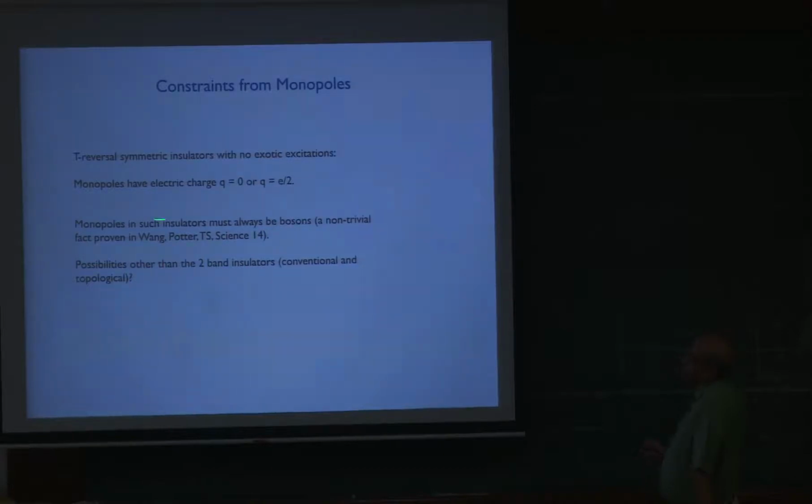So let's assume this statement, right? Then we know 2 things about the monopole: that it must have one of these 2 charges, and it must be a boson, right? So the question is, what other possibilities exist other than the 2 conventional band insulators, right? Now, the first statement is that because these SPT phases have a group structure, you can stack them to produce other ones.